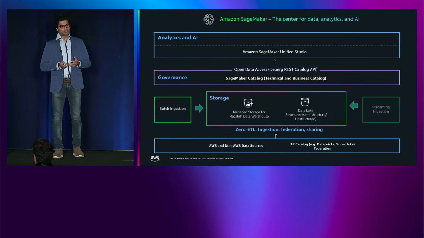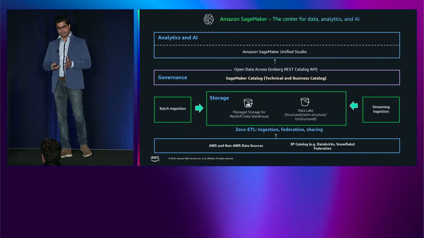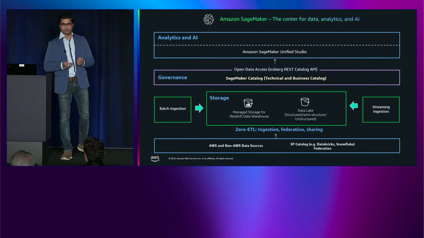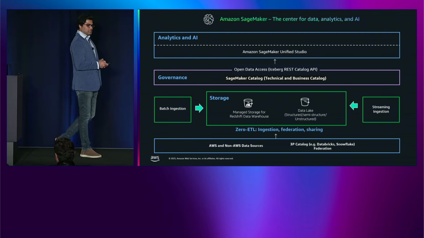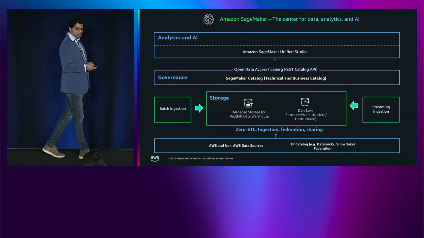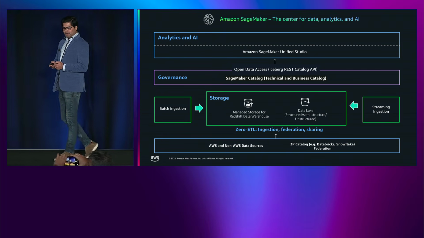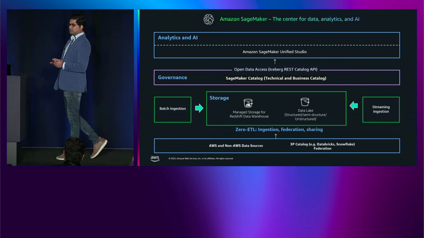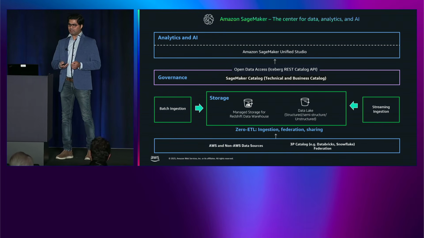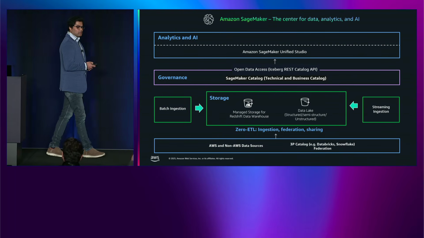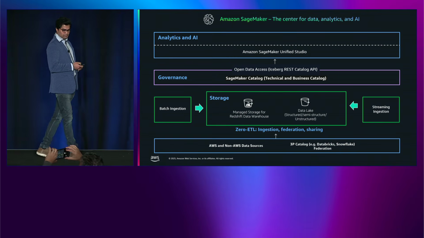Now let's look at a high-level reference architecture that highlights the modern data foundation that is built on Amazon SageMaker Unified Studio. As you see in the center of this architecture, we have the storage layer that includes a lakehouse, which is a data lake built on Amazon S3 or S3 tables, or a data warehouse or a data mart built on Amazon Redshift.